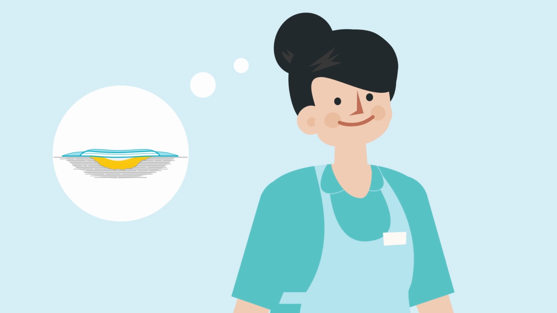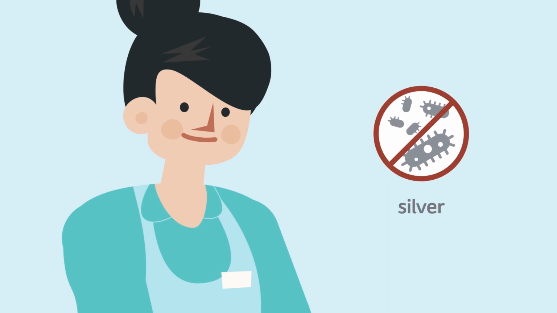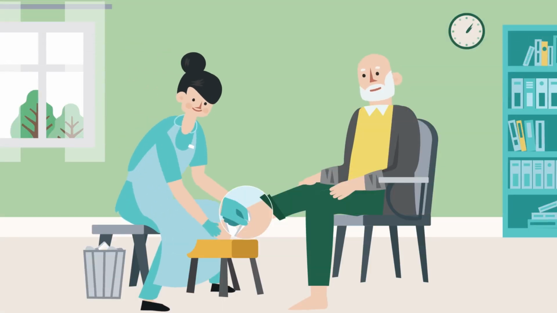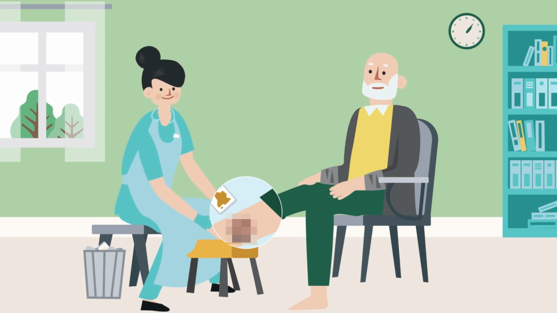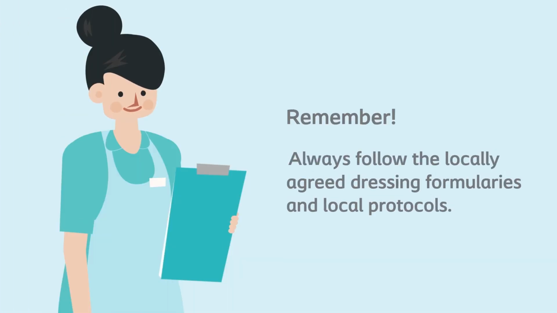What is the level of exudate? The dressing has to maintain a moist healing environment and absorb and retain excess exudate. Is there a local infection? In case of local infection, always consider a dressing with an active antimicrobial component, such as silver. The dressing needs to be comfortable to wear for your patient. It should not cause unnecessary pain upon removal. Remember, always follow the locally agreed dressing formularies and local protocols.